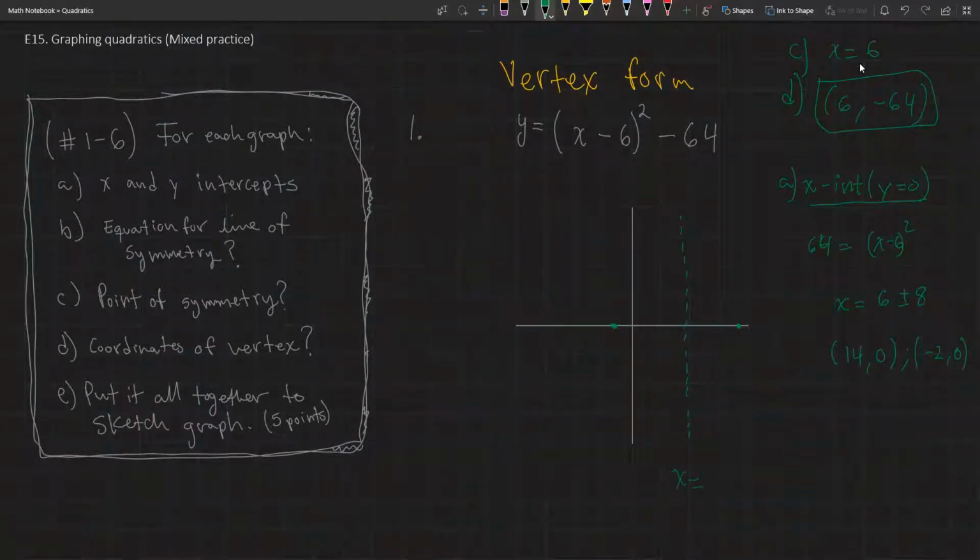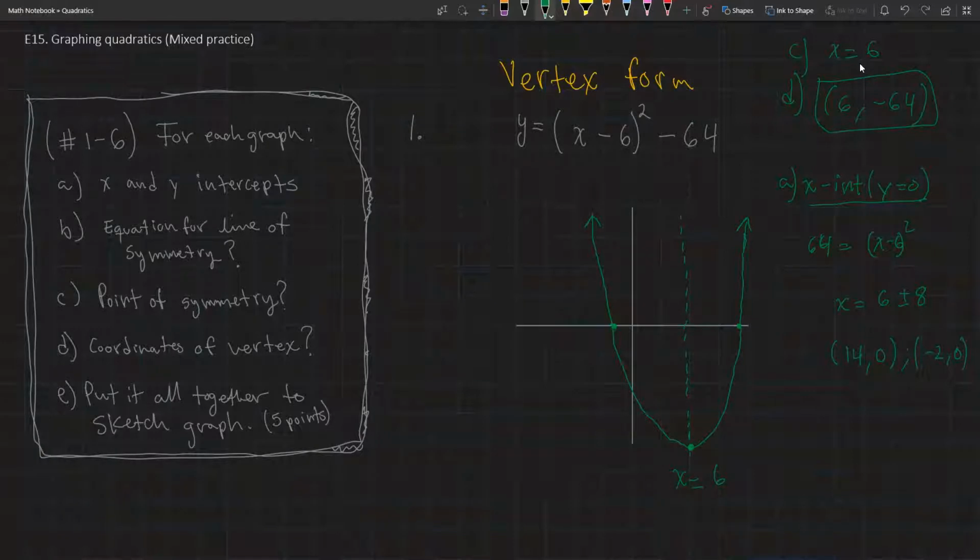Notice how we're putting all those pieces of information that we know. And the lowest y value at that point is -64. We know that it curves upwards because it's positive something squared. Something like that will work.